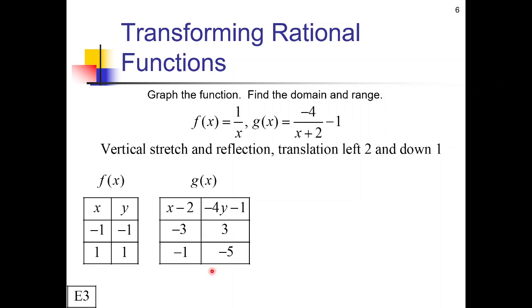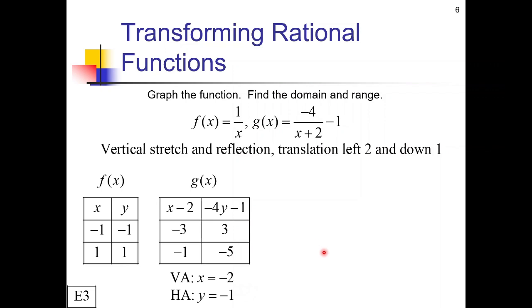For the new vertical asymptote, we shifted left 2, so we have x equals -2 for that. For the horizontal asymptote, we only shifted down by 1, so that's the only thing changing for that one. We're going to just have y equals -1.